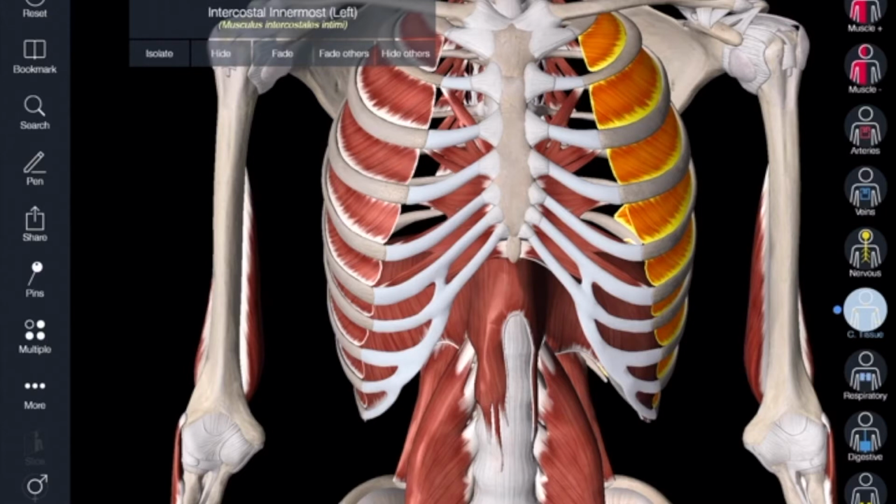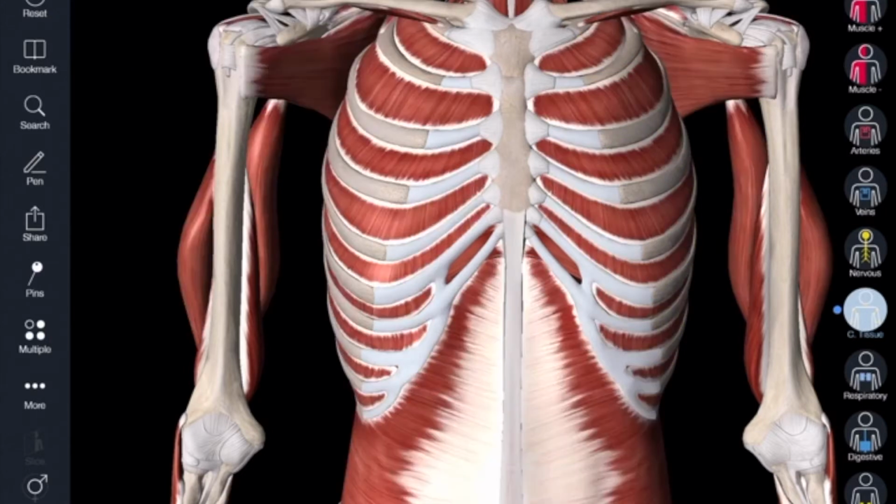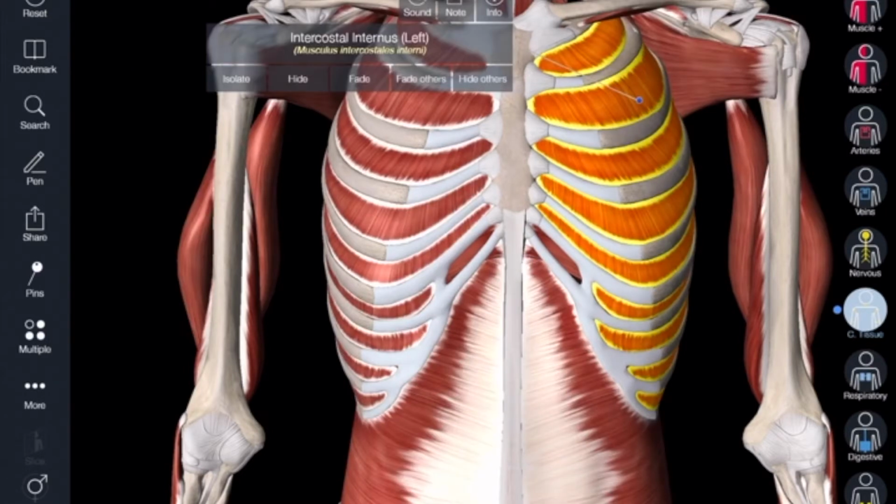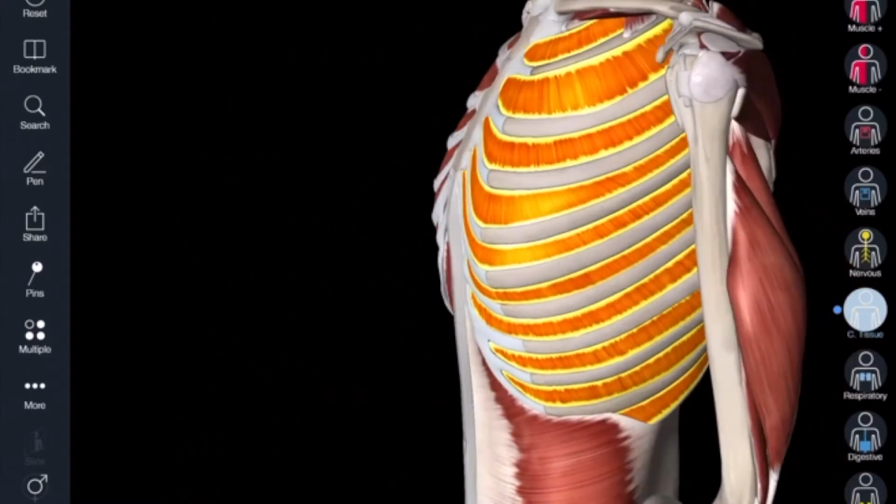The external intercostals, we need to put them on. Here are the external intercostals. They occupy the anterior 2/3 of the rib cage. But same thing, they're still called intercostals. They are between the ribs. That's what their name is telling us.